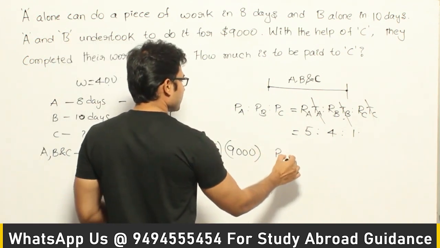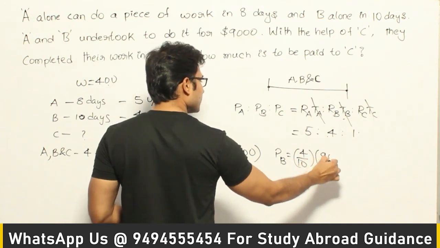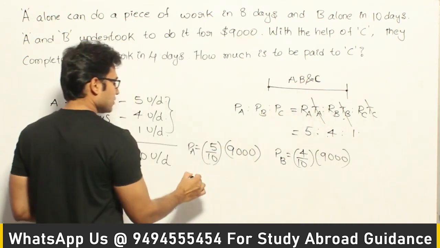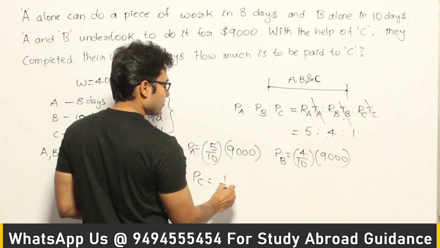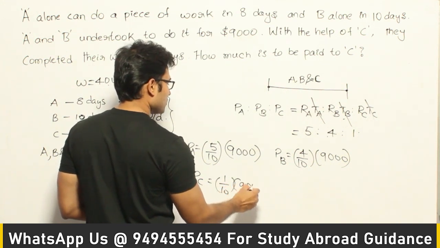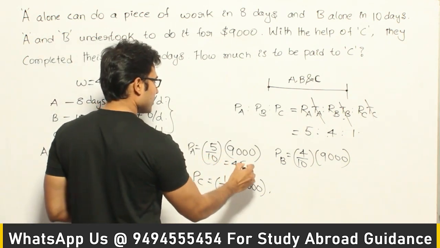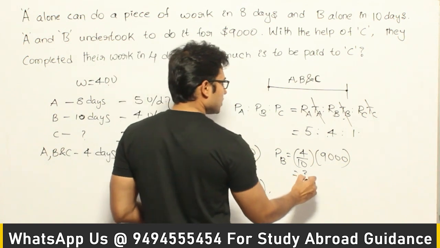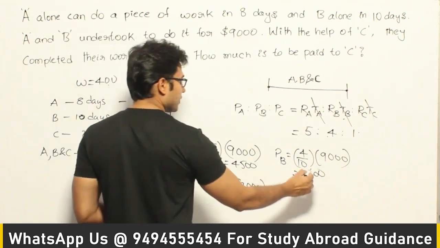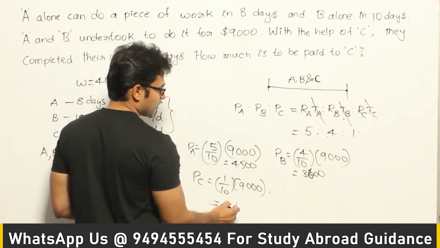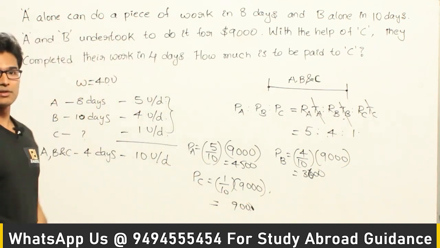And what about B? 4 out of 10, 4 by 10 of 9,000. How to get this, we are going to discuss in ratios and proportions, right? Now what about this one? 1 by 10 out of 9,000. Got it? Okay, so if you want to see it, A is going to get 4,500, B is going to get 3,600 and C is going to get 900. Got it? $900. So this is how you are going to share the profit.